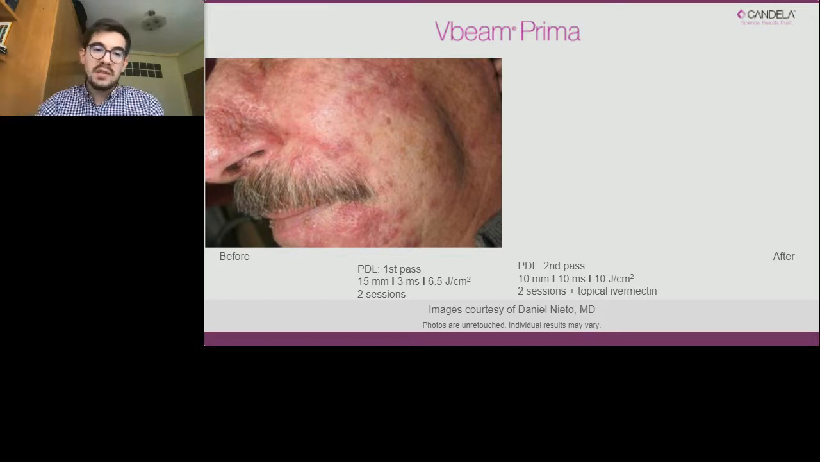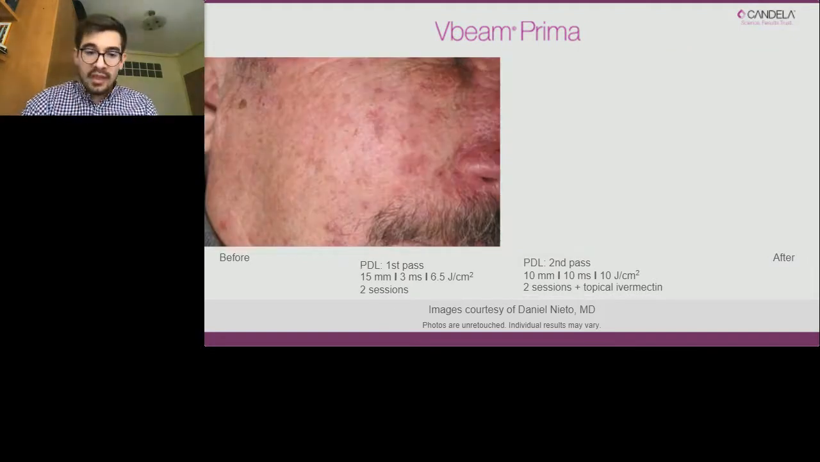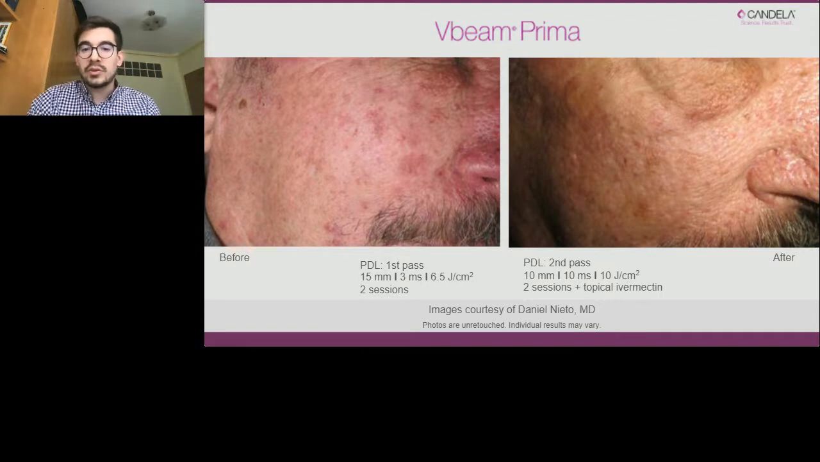I made a first pass with a 15 millimeter spot with 3 milliseconds and 6.5 joules per square centimeter, and then a second pass over each and every pustule with 10 joules per square centimeter, 10 milliseconds, and the topical ivermectin. And just after sessions, you see most of the inflammatory lesions have resolved, the erythema has improved also, and now that the inflammatory lesions have resolved, I am going to try to go on to treat the vessels, the thick dilated vessels the patient wants, and also the erythema.